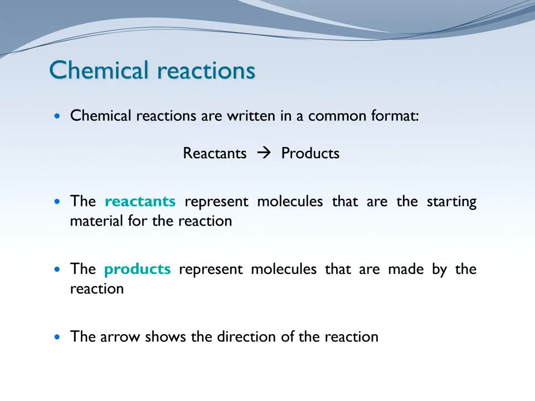Chemical reactions are written in a common format. The reactants represent molecules that are the starting material for the reaction. The products represent molecules that are made by the reaction. The arrow shows the direction or progress of the reaction.